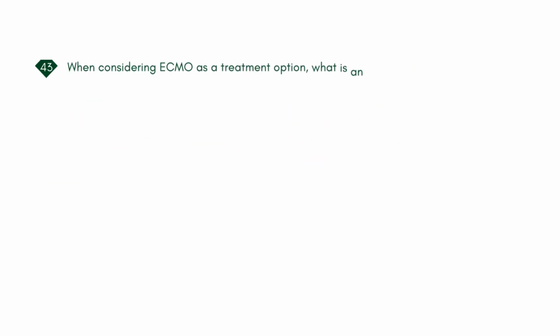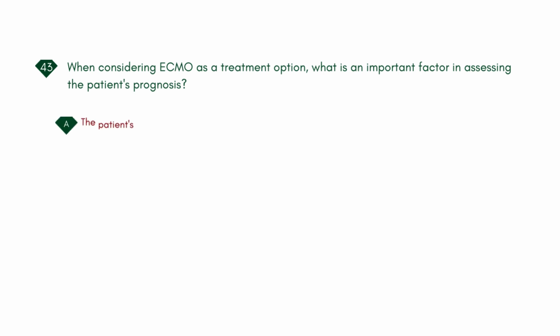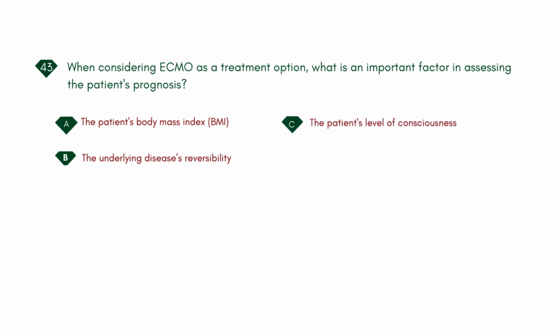When considering ECMO as a treatment option, what is an important factor in assessing the patient's prognosis? A. The patient's body mass index, BMI. B. The underlying disease's reversibility. C. The patient's level of consciousness. D. The patient's age only.